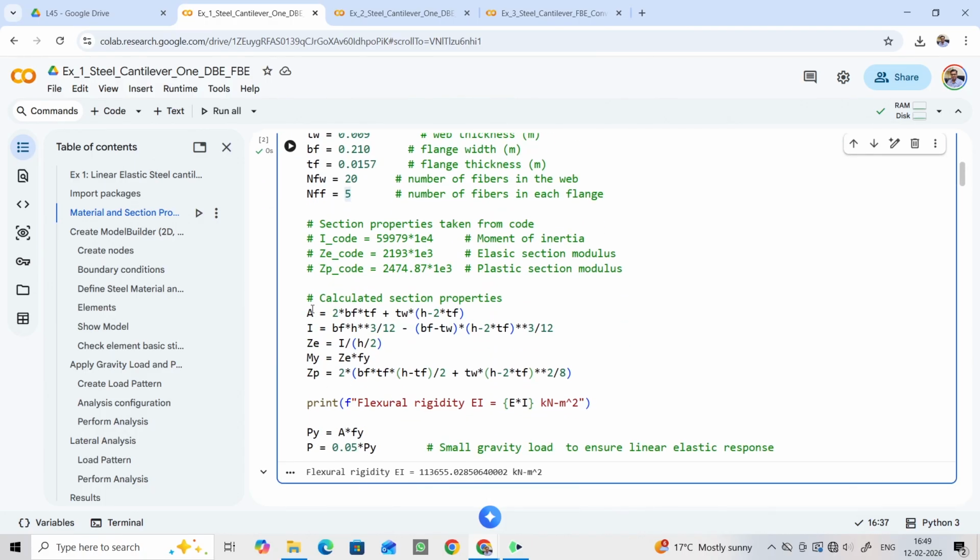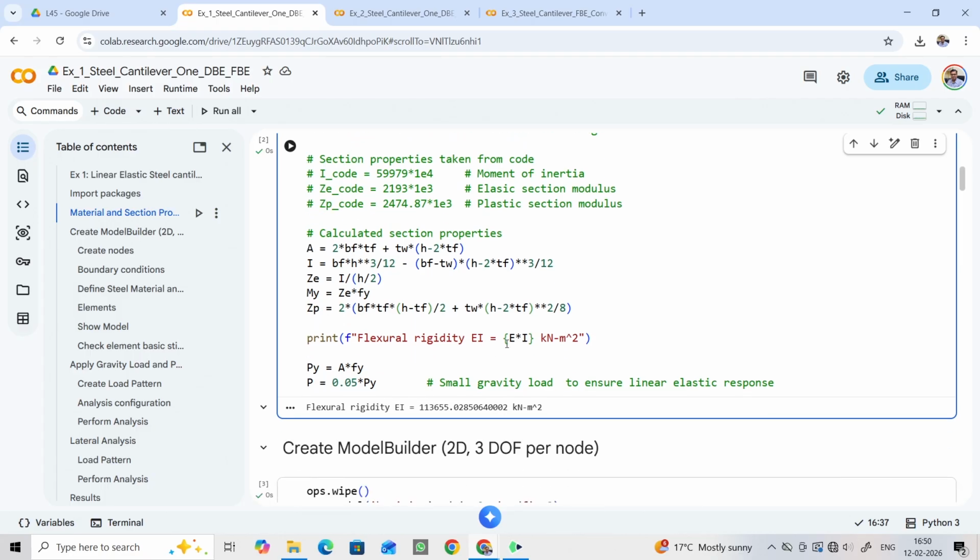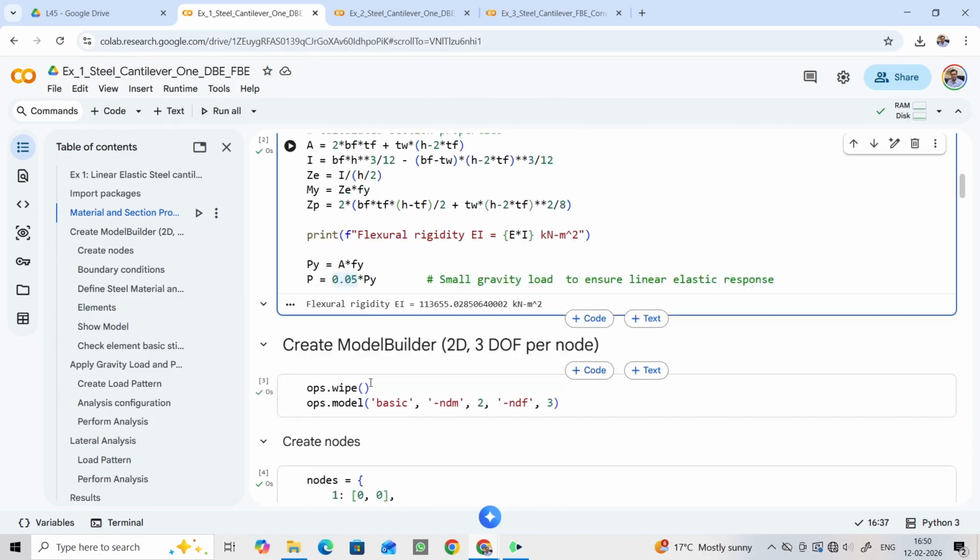Then you can calculate the area, I, the elastic section modulus, the yield moment, the plastic section modulus and so on. I am also printing the EI value, which is this much kilonewton meter square. And as you can see, Py, the yield axial force, is A into Fy. I am applying only 5% of Py, so a very small load, so that it remains linear elastic.